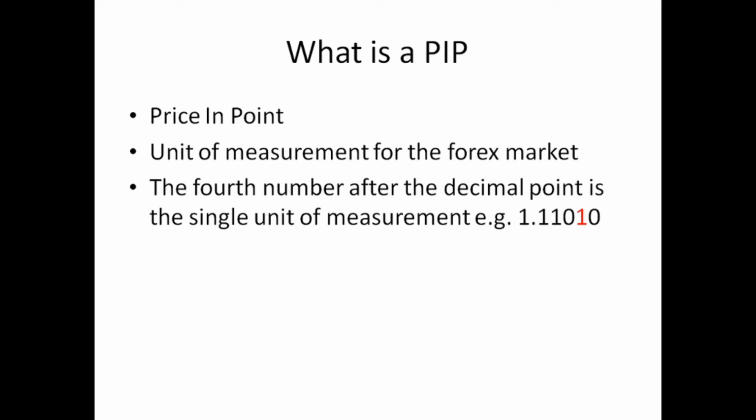So how do we record a change in the price of a currency pair? We record it as a pip move, or a price in point, and it's typically the fourth number after the decimal place, or in the case of the Japanese yen pairs, the second number after the decimal point. In the example of Euro USD above, the fourth digit after the decimal place is a 1, and we record a pip move as the price moves away from that point. So if you are buying the Euro USD at a price of 1.1101, a 1 pip move would mean the price has moved from 1.1101 to 1.1102.